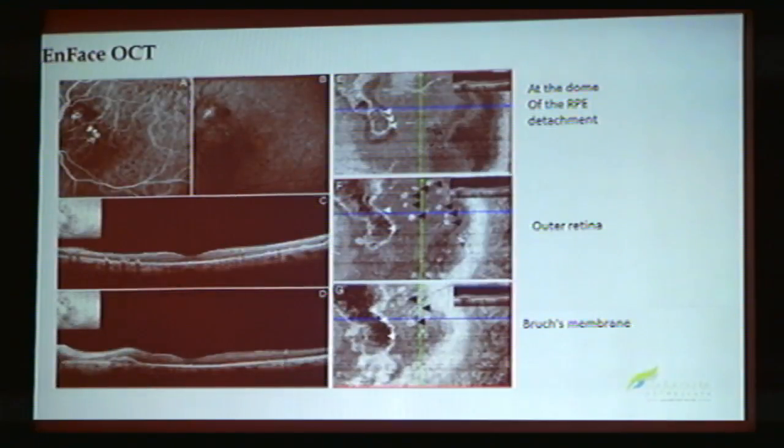So en face OCT again can delineate the geographical extent of the PED, like different layers of RPE detachment, outer retina as well as Bruch's. So this gets obvious even at the outer retina. Once we go down below the outer retina, it gets more prominent. But sometimes if the PED is limited, or there are multiple PEDs, we can get to see the extent of the PEDs.